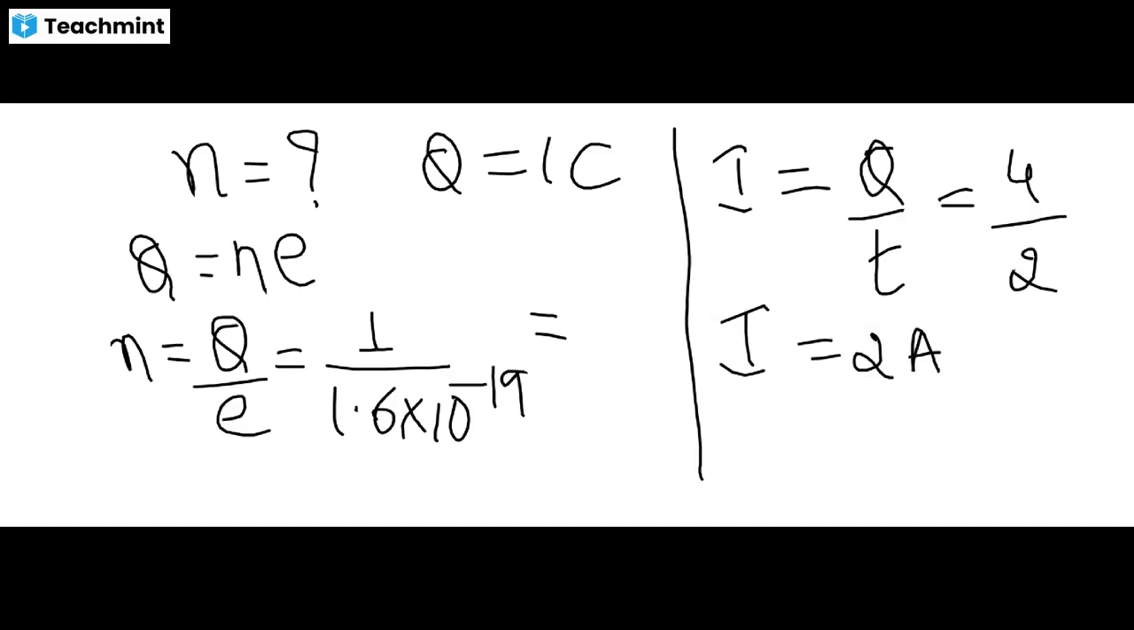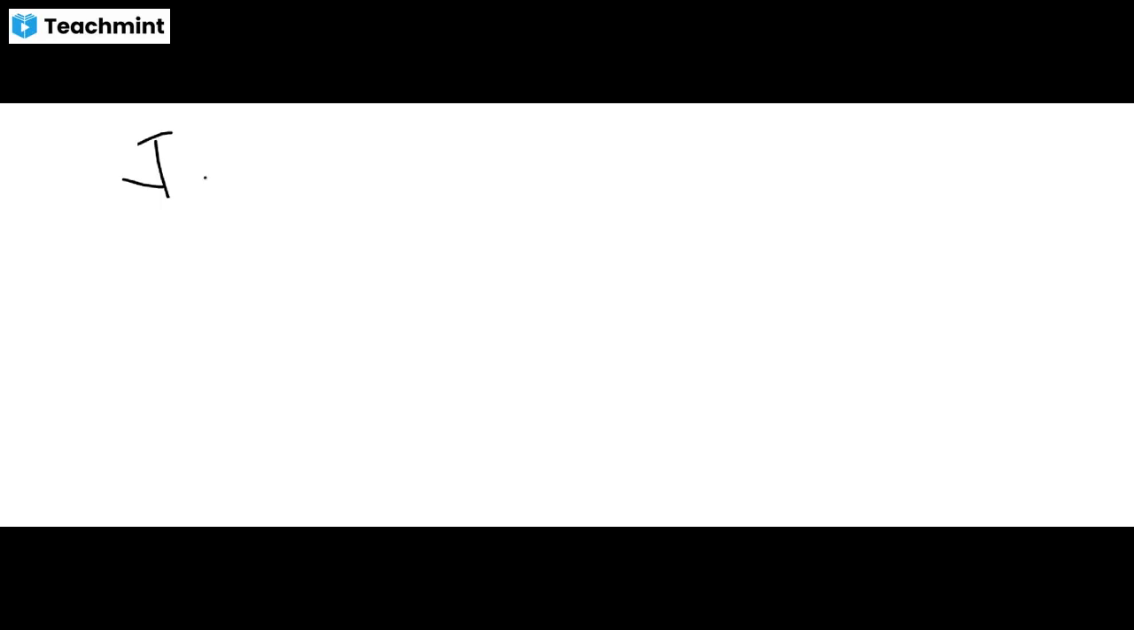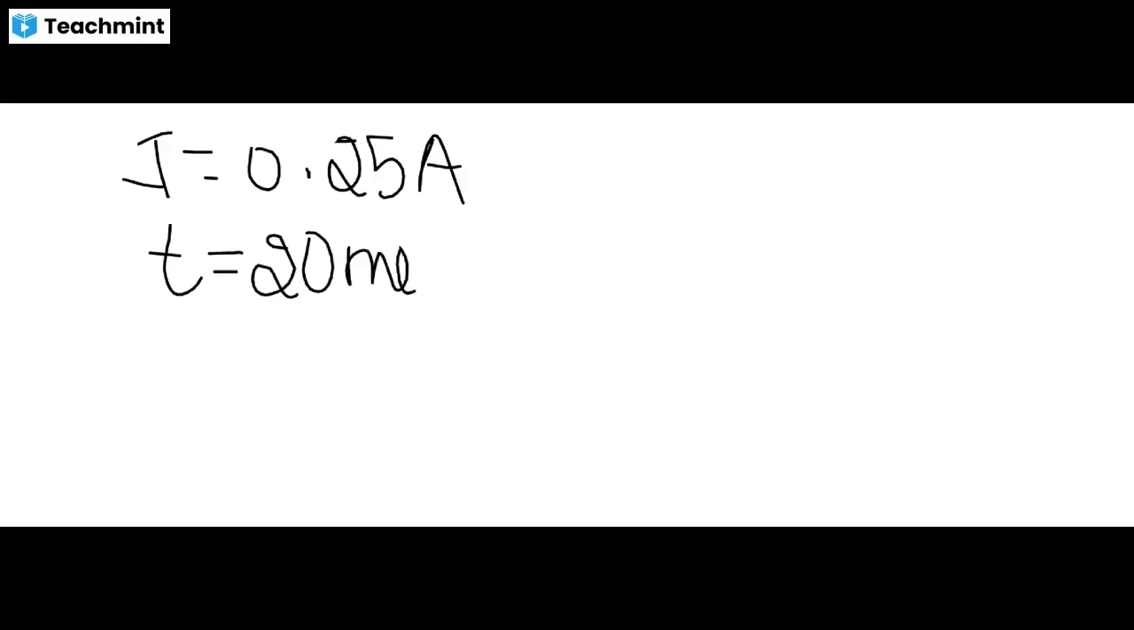An electric bulb draws a current of 0.25 amperes for 20 minutes. Current is given as 0.25 amperes. Time is given as 20 minutes. Calculate the amount of charge that flows through the circuit. So you have to convert minutes to seconds. Then calculate the charge, which is equal to I into T.